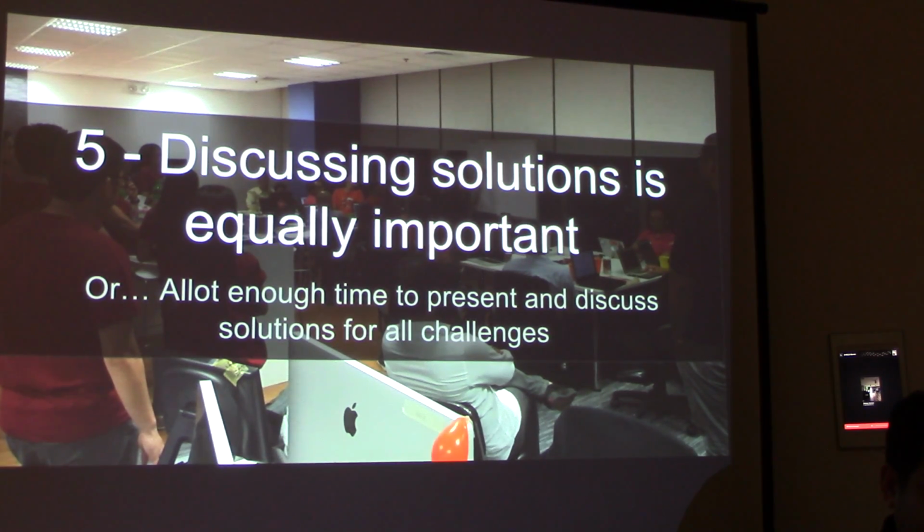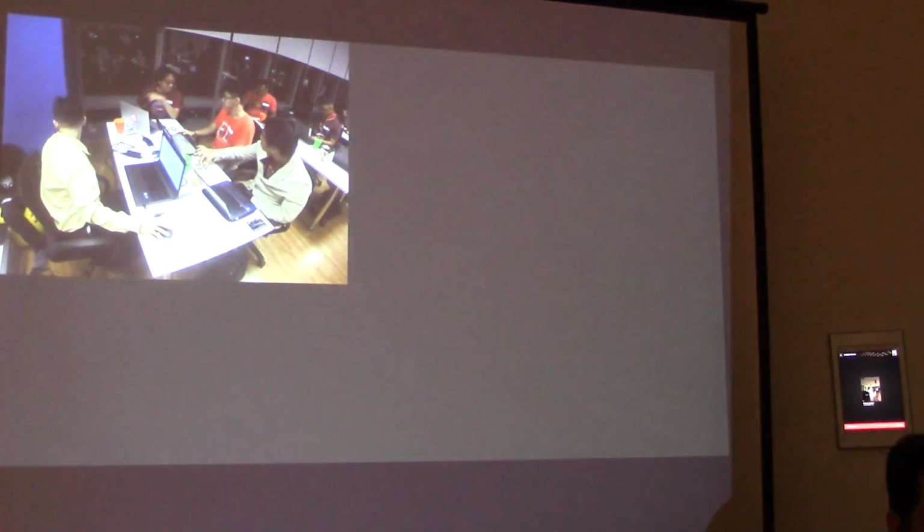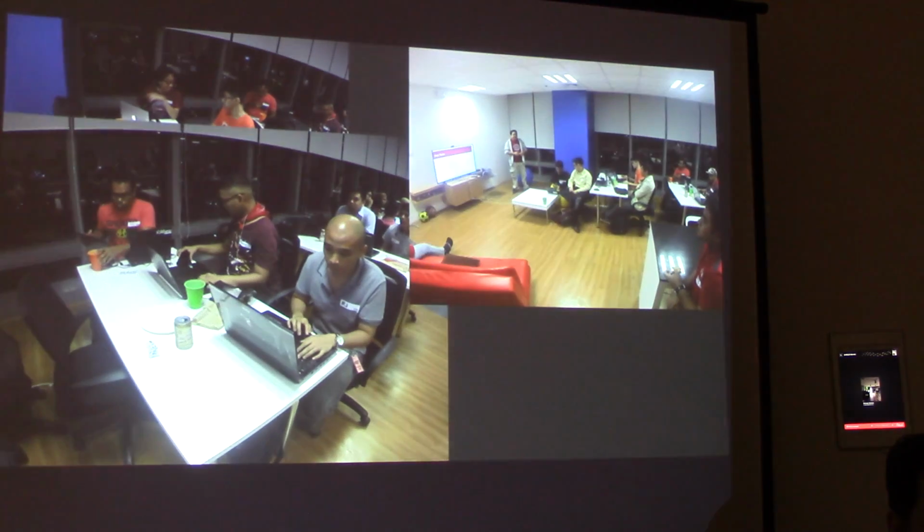One of the things we got from that is that people also wanted to learn how other people solved it, so discussing that is also very important. So I said 5 things, but they wanted the talk to be longer, so here are pictures.